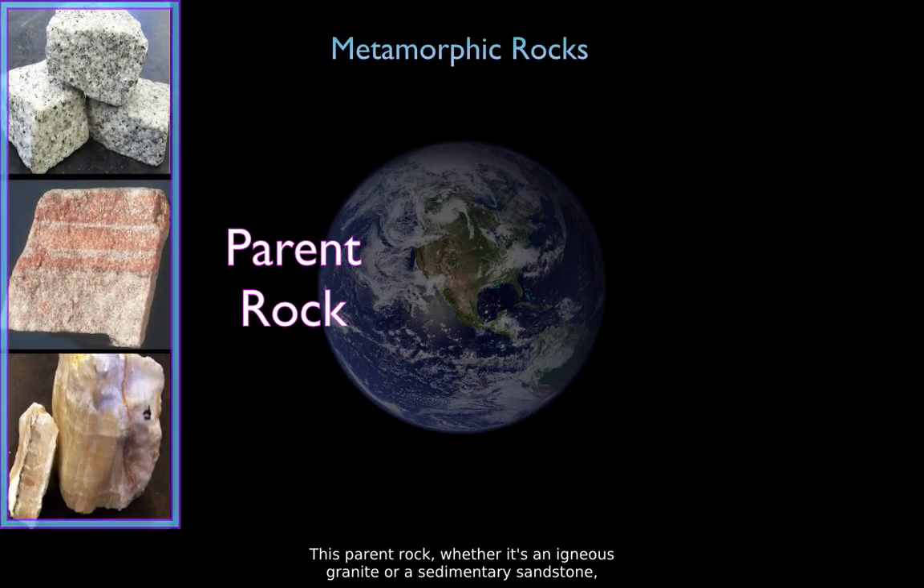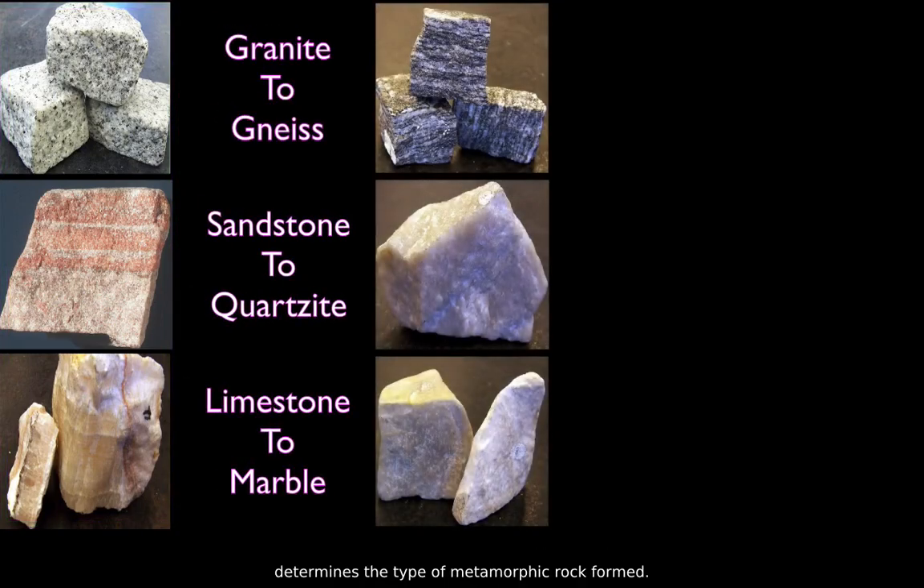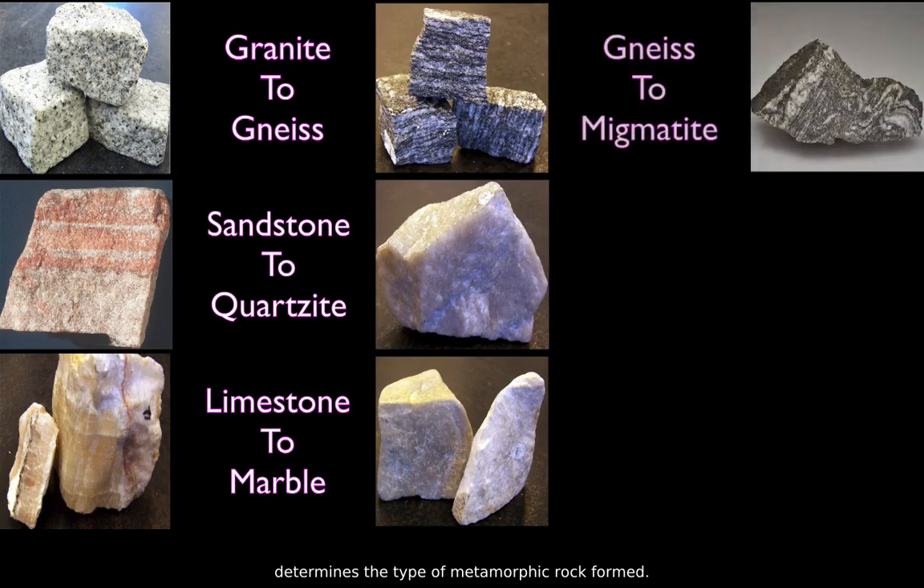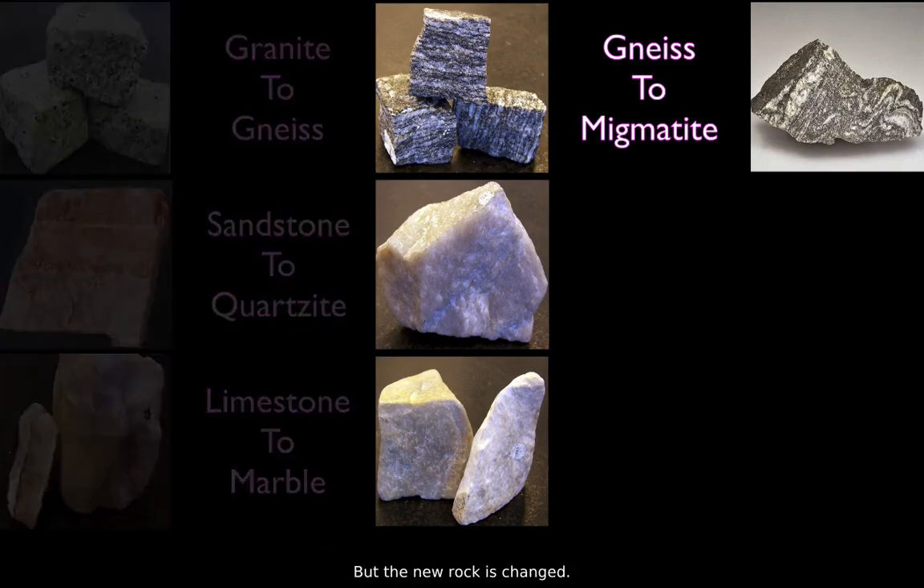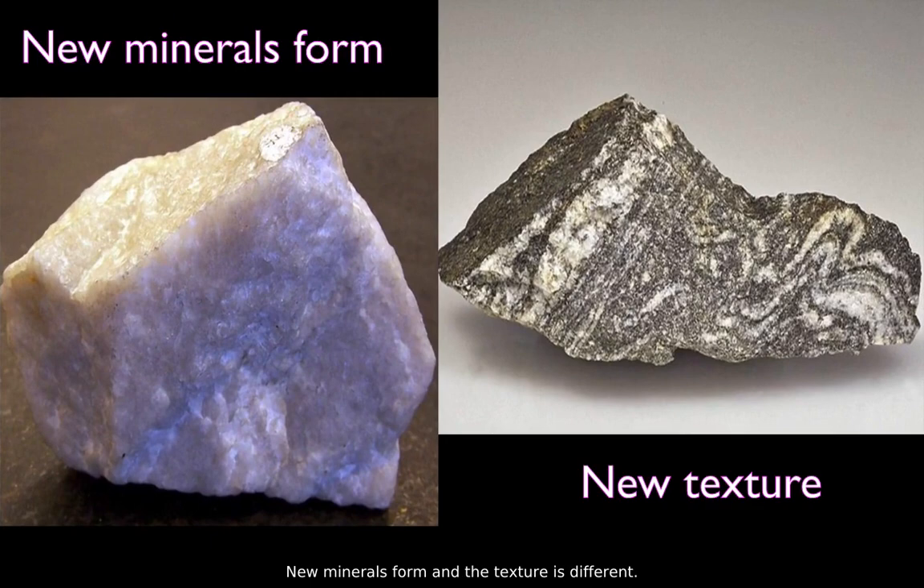This parent rock, whether it's an igneous granite or a sedimentary sandstone, determines the type of metamorphic rock formed. Basically, the composition of the rock that you start with is the composition you end up with. But the new rock is changed. New minerals form, and the texture is different.